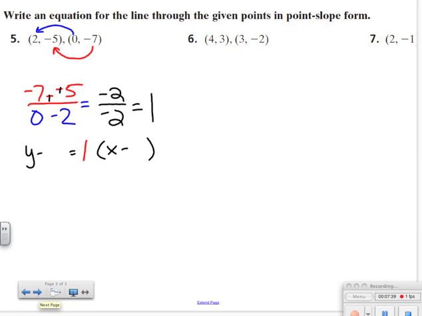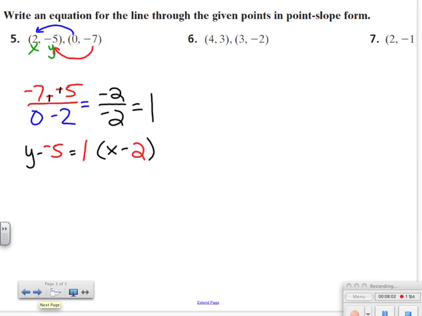I don't have to write the 1 because anything times 1 is just itself. However, for our purposes, I want you to see the slope. And then I'm going to put in the x and the y. The x that I'm going to put in will be 2, and the y will be -5. So the y, put the -5 in here, the x, put the x there.